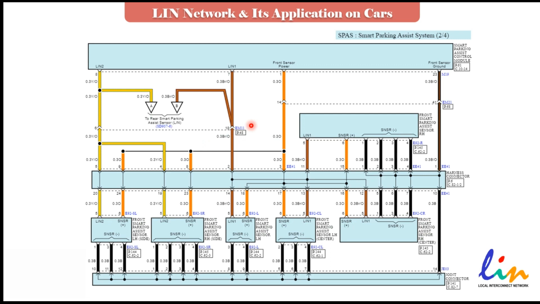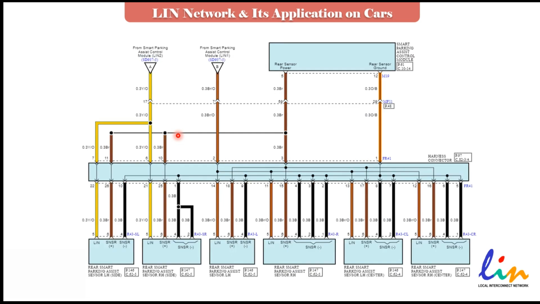So this is the wiring diagram for the smart parking assist system, and as you see, this is the control module up here, and right here we have 2 LIN networks, LIN 1 and LIN 2. If you focus on LIN 2, it goes all the way to the side sensors. This is the side sensor, and the other one is a side sensor as well, right? So these two side sensors are connected to LIN 2, and LIN 1, with this color, is connected to all front parking assist sensors, right? But it is going to the rear parking assist sensors as well.